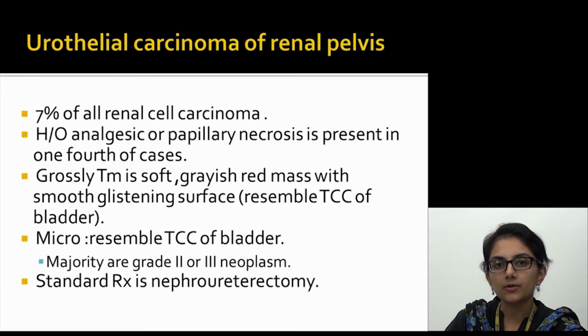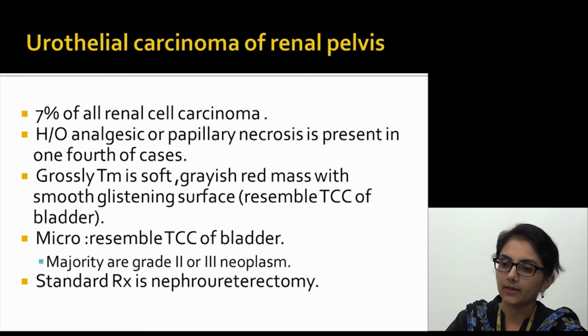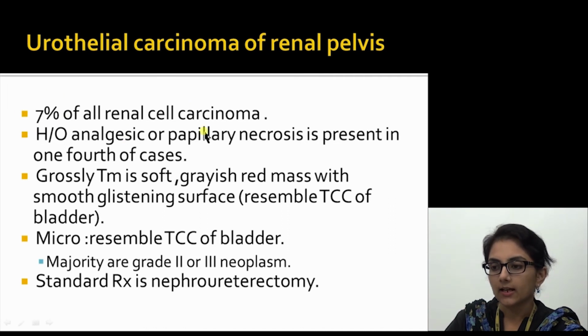I'm now going to move on to urothelial carcinoma of the renal pelvis. This constitutes a small 7% of all renal cell tumors, and as I described in my previous lectures, there may be a history of analgesic nephropathy in a small percentage of patients, with or without papillary necrosis, which is found in 1/4 of cases. Grossly, the tumor would be soft and greyish red and would really resemble a transitional cell carcinoma of bladder. You may therefore see papillary projections.